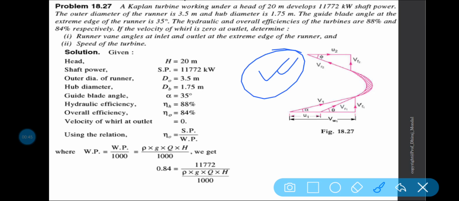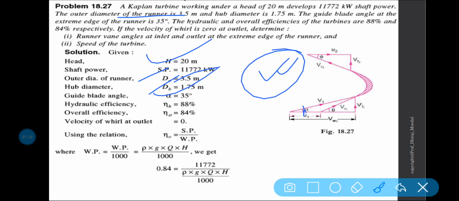So let us discuss the first numerical. A Kaplan turbine is working under a head of 20 meter, and the shaft power is given as 11772 kilowatt. The outer diameter of the runner is 3.5 meter, so the half diameter is 1.75 meter. The guide blade angle at the extreme edge of the runner is 35 degree. That means the guide blade angle is your alpha, so alpha is 35 degree.